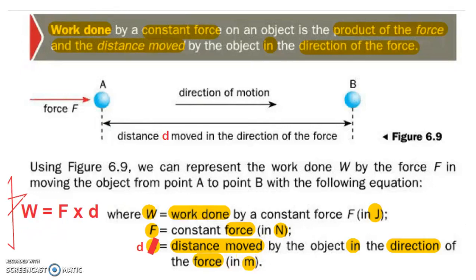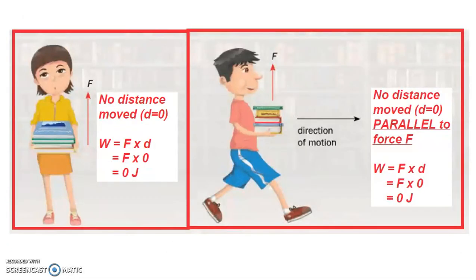Now that we know what work done is, let's go straight into an example. Just to take note, these are two special cases for work done. If you're holding a pile of books with a force F upwards, are the books moving? Since the books are not moving, no distance moved, the work done is force times D, and D is 0 because no distance moved. So that will be 0 joules. So no work is done if you're standing there.